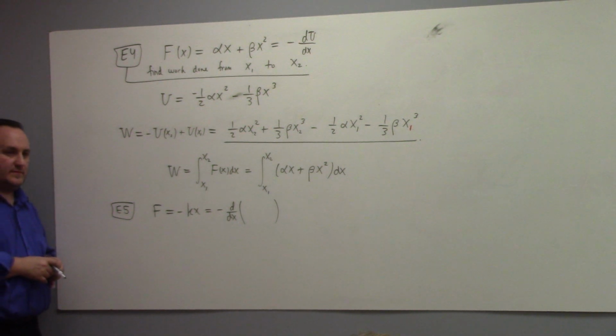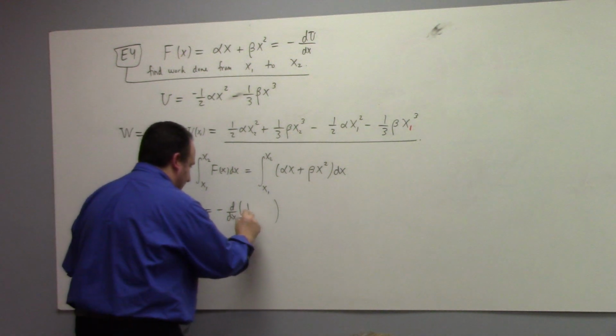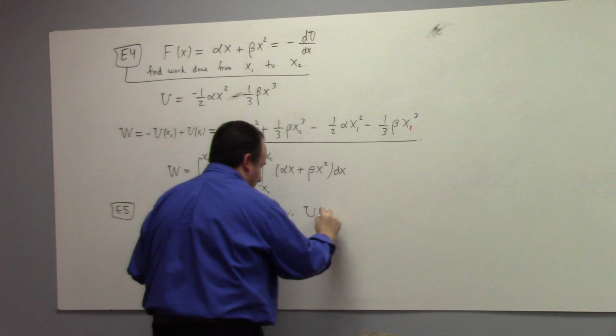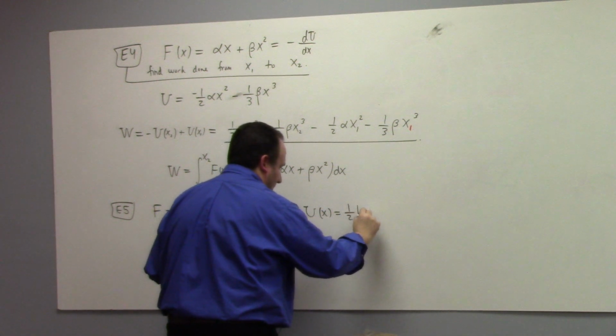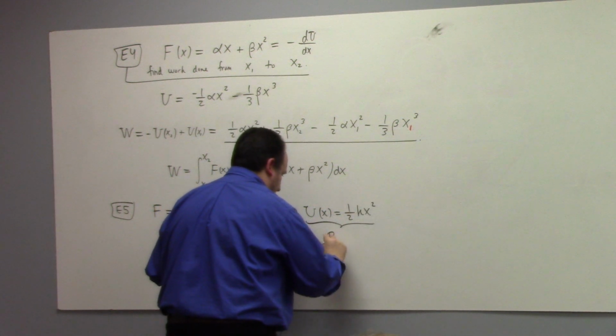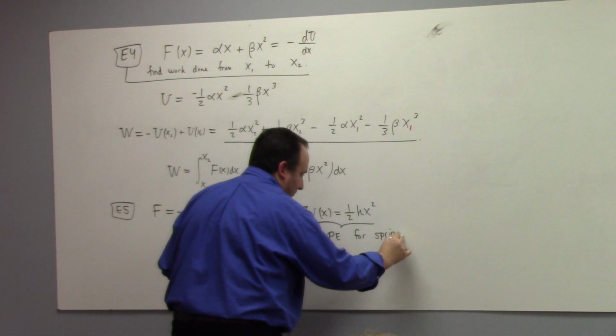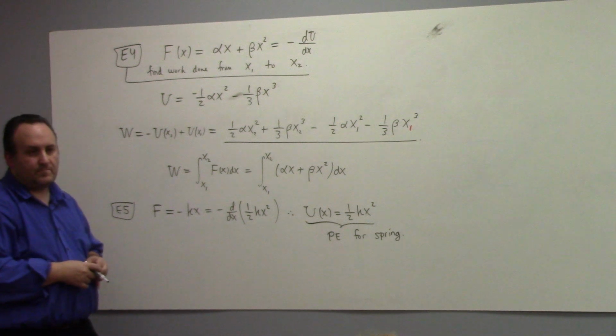K over 2x squared, right? 1/2 kx squared. So U of x equals 1/2 kx squared. This right here is the potential energy for a spring, which we'll talk a lot more about next week, of course, but there you go.